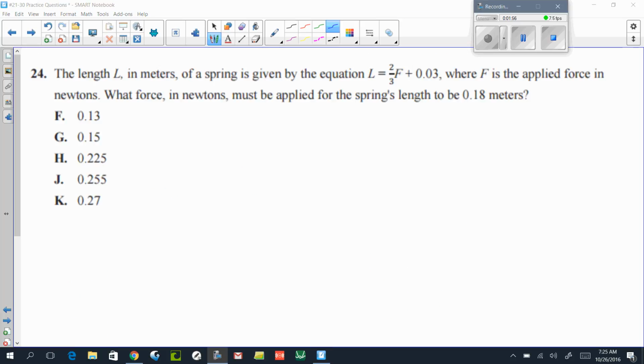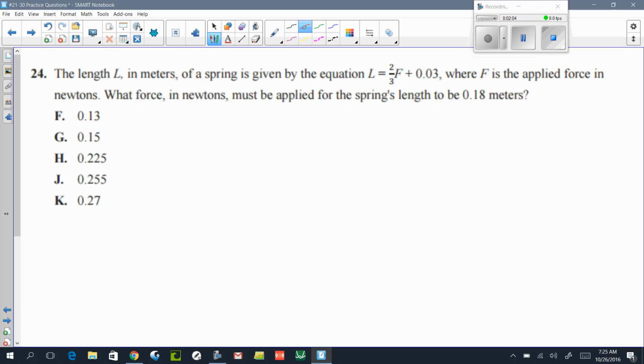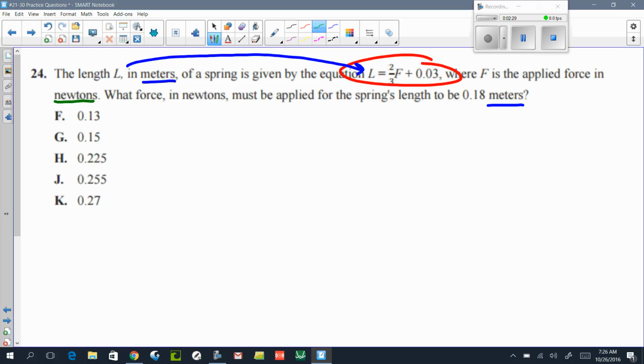The next question I want to take a look at is this spring length and force application. This actually reminds me more of a physics problem, but this is actually just solving a basic equation. So we know that in this equation right here, a couple things to pay attention to. L is the length in meters, so we want to make sure that our units match up. So it tells us that length is in meters, and we're given this measurement here in meters. So that checks out. The next thing we want to look at is what F represents. F is force in newtons, and it's asking us what force in newtons must be applied. So our units for F also match up.